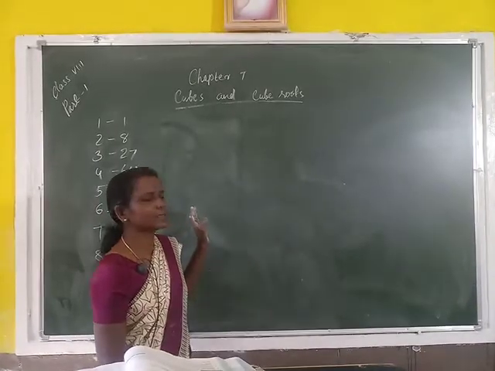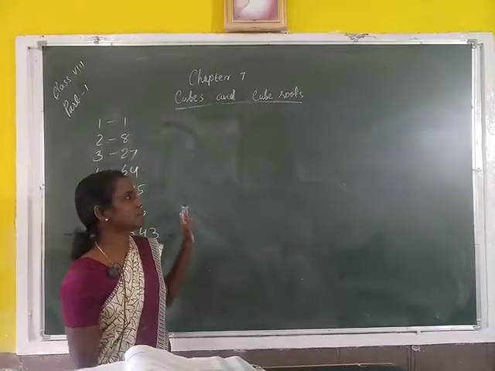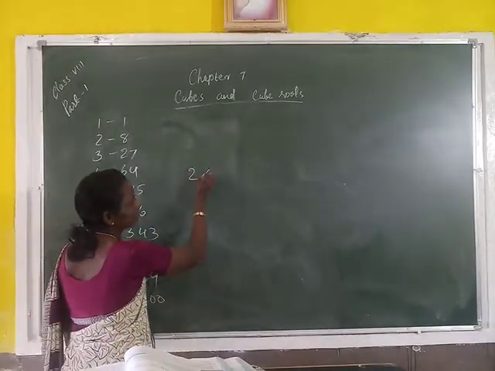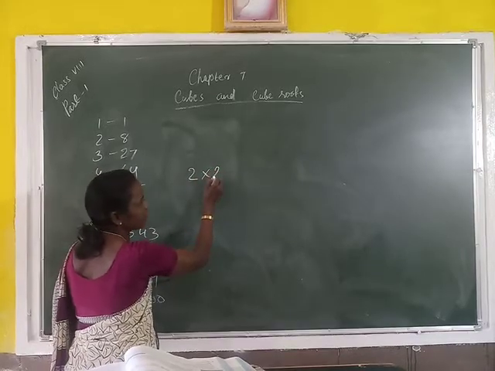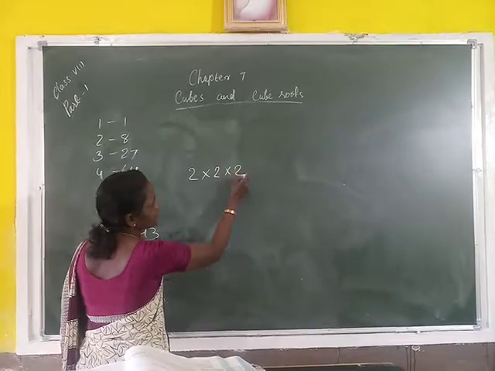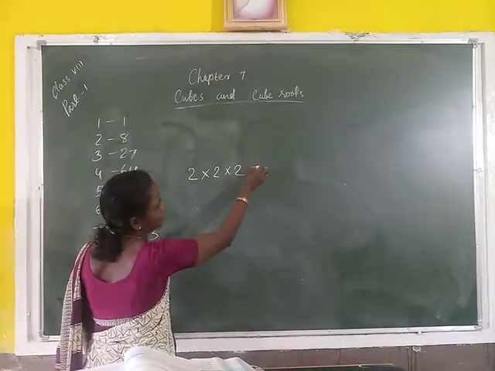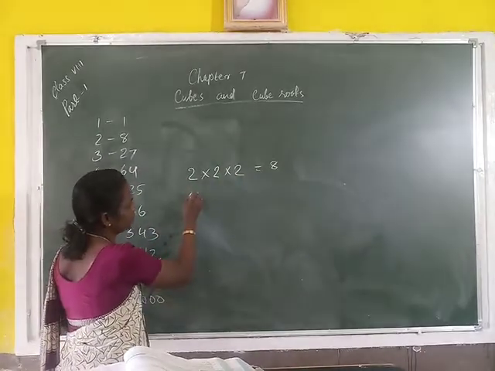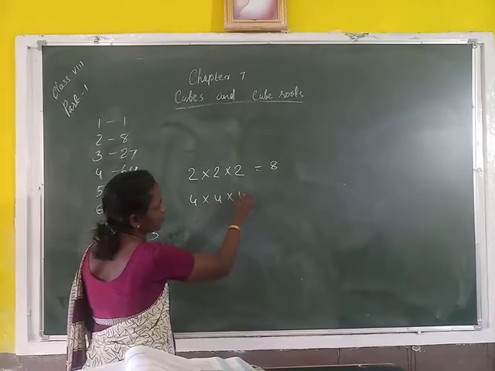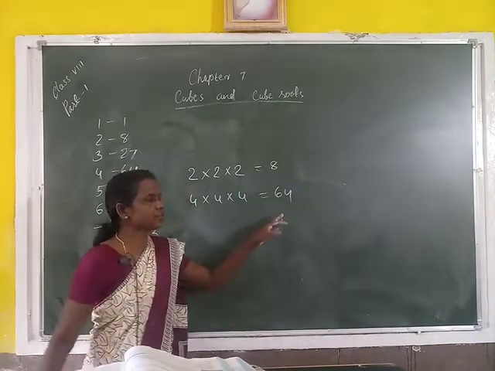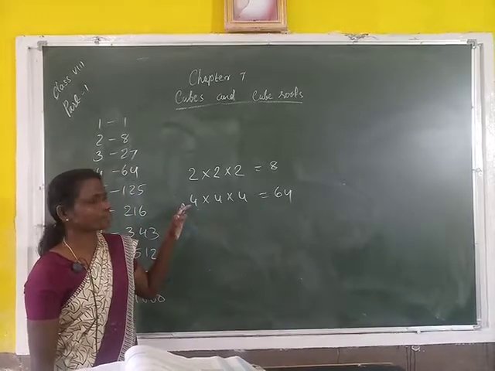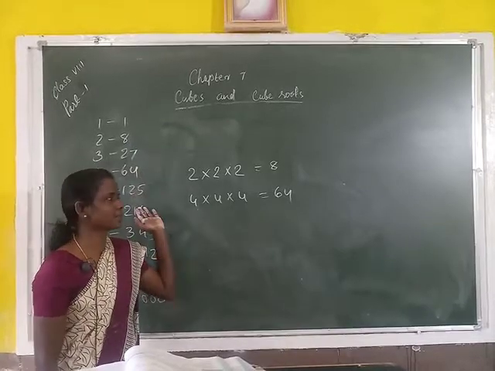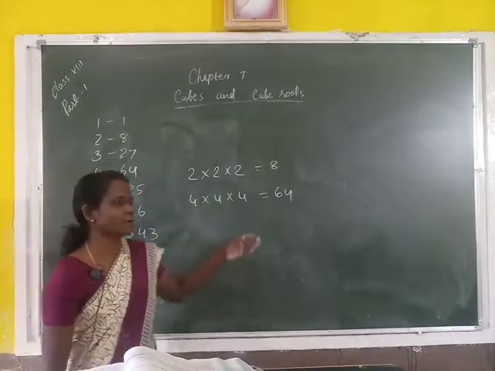A cube is a number multiplied by itself 3 times. For example, here 2 multiplies itself how many times? 3 times. Then 2 into 2 into 2 is equal to 8. 8 is the cube of 2. And 4 into 4 into 4 is equal to 64. 64 is the cube of 4. Then these numbers 1, 8, 27, 64 are known as cubes.